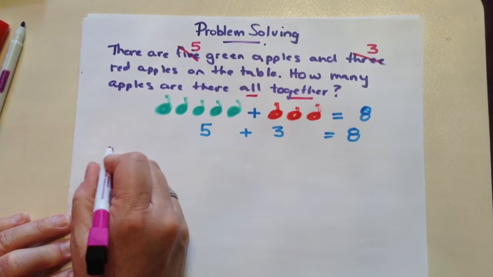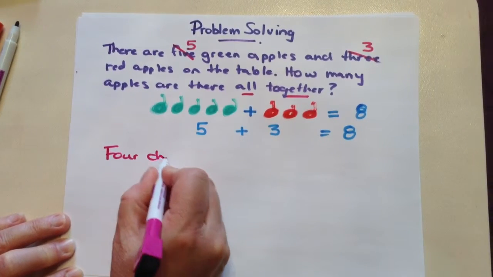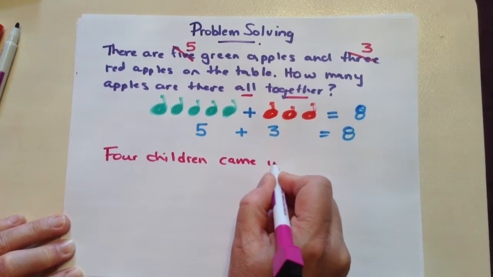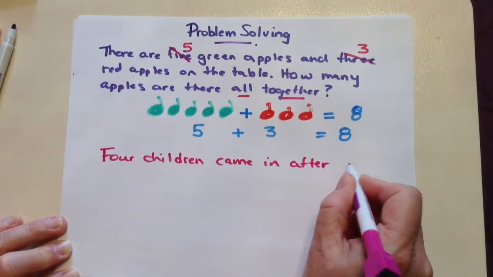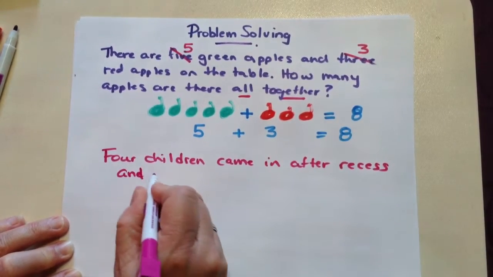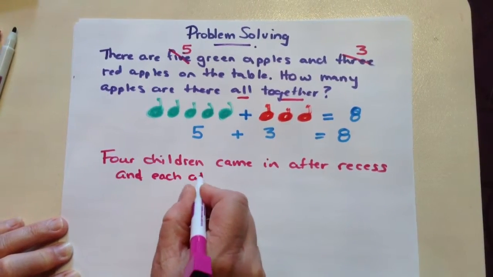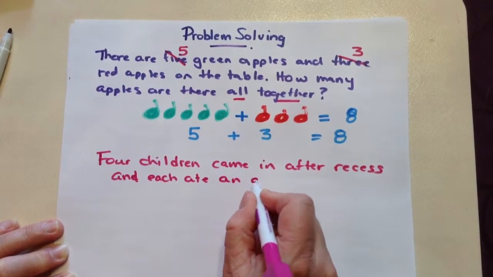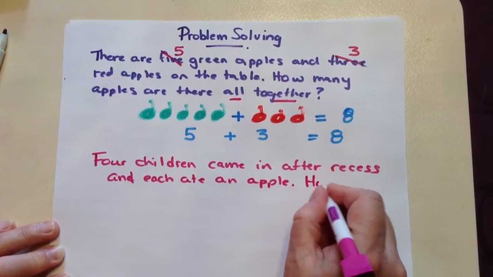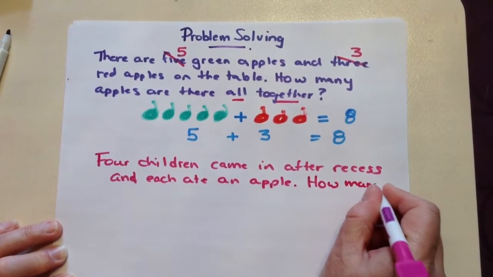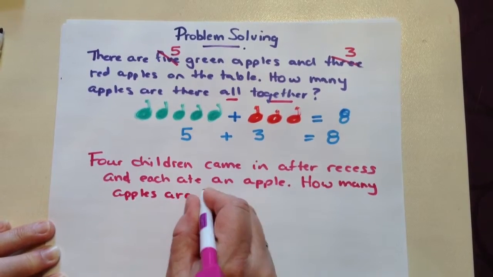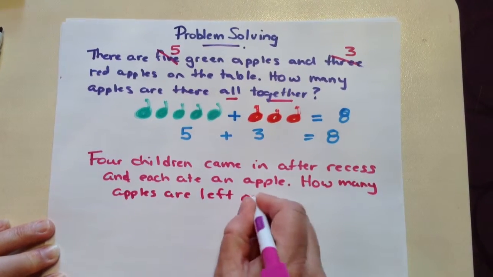I'm going to carry on my story a little bit further. I'm going to say that 4 children came in after recess and each ate an apple. And my question will be, how many apples are left on the table?